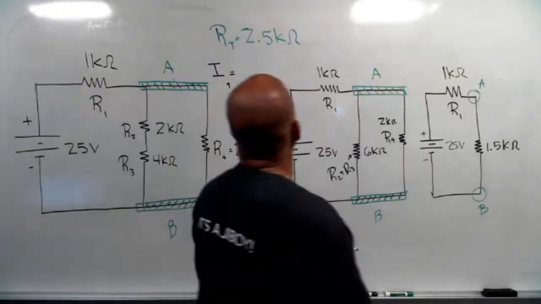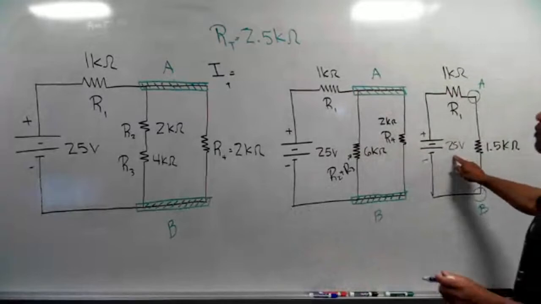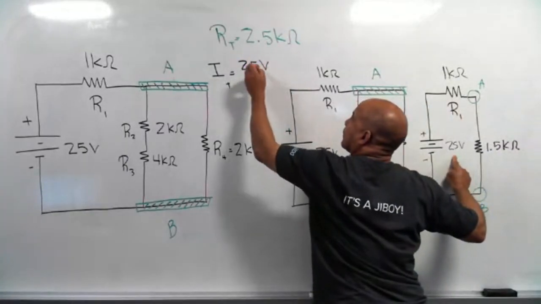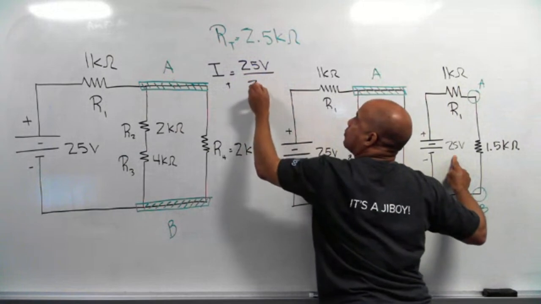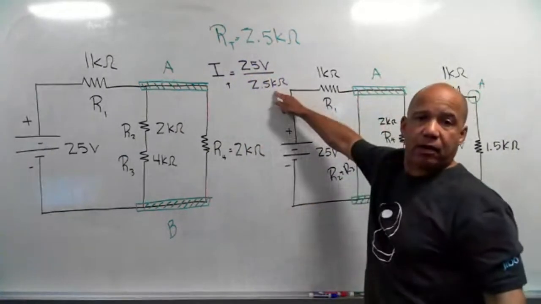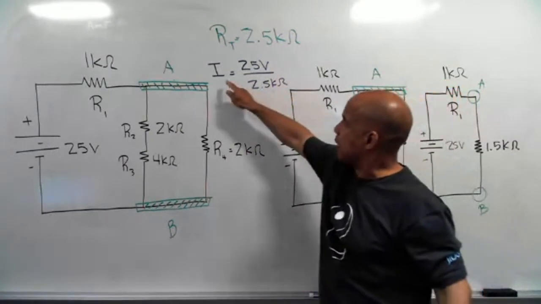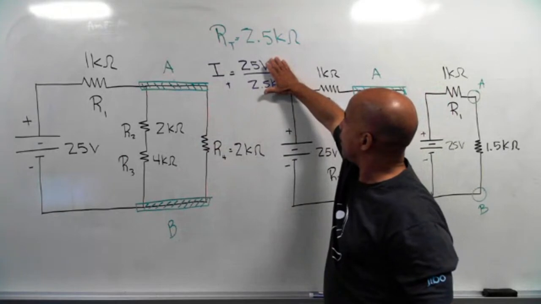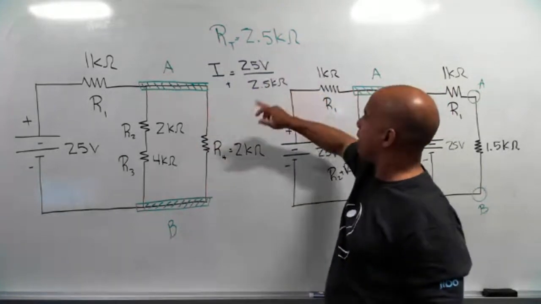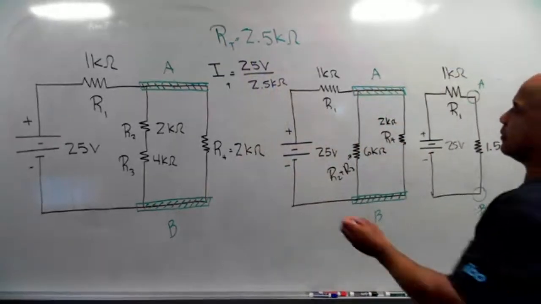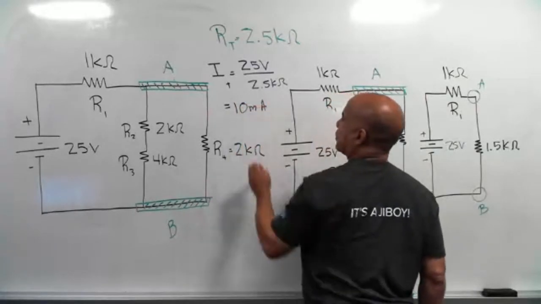Okay. So my current is equal to voltage over resistance. I have 25 volts. My total resistance is 2.5K. I'm going to leave the K there because remember, if I have K on the bottom, that just means my current is going to be in milliamps. And what I'm going to do is divide 25 by 2.5. Anybody got a calculator handy? What is 25 divided by 2.5? That'll be 10. 10 milliamps.